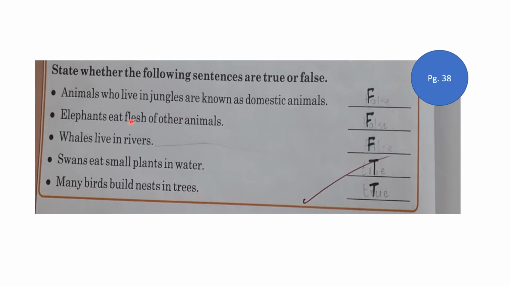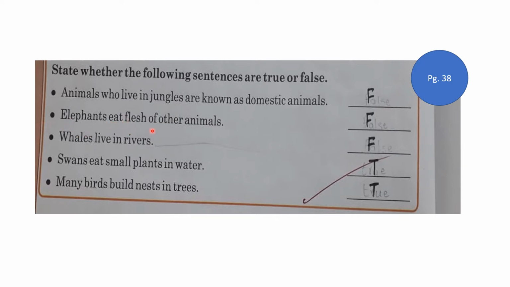Here they are saying that the animals who live in forests and jungles are called domestic animals. Is it correct or not? It is wrong. It is false. So write false over here. Why is it false? Because animals who live in jungles are called wild animals. Let's come to the next sentence and see if it's true or false.